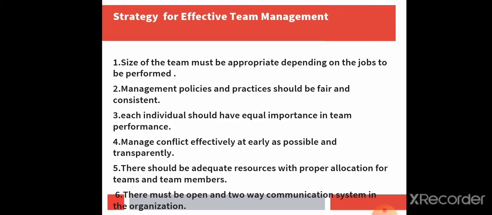Number five, there should be adequate resources with proper allocations for teams and team members. Number six, there must be an open and two-way communication system in the organization. So these are the strategies for effective team management.